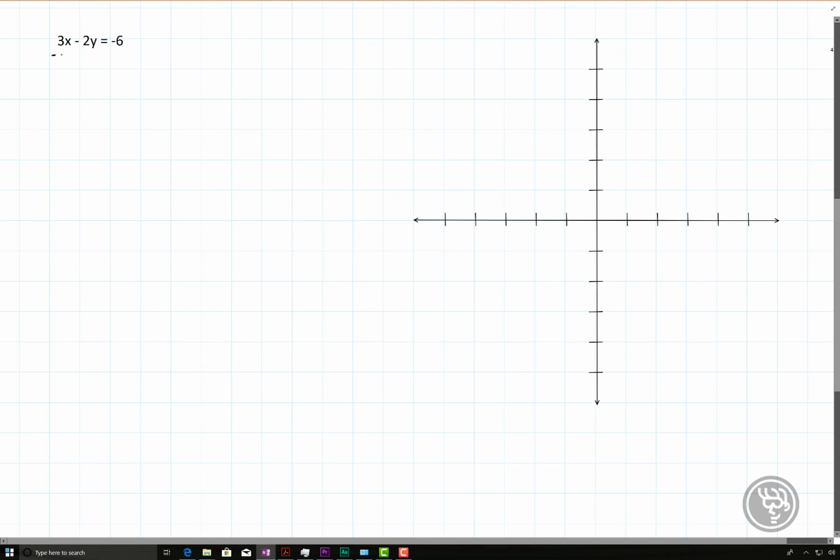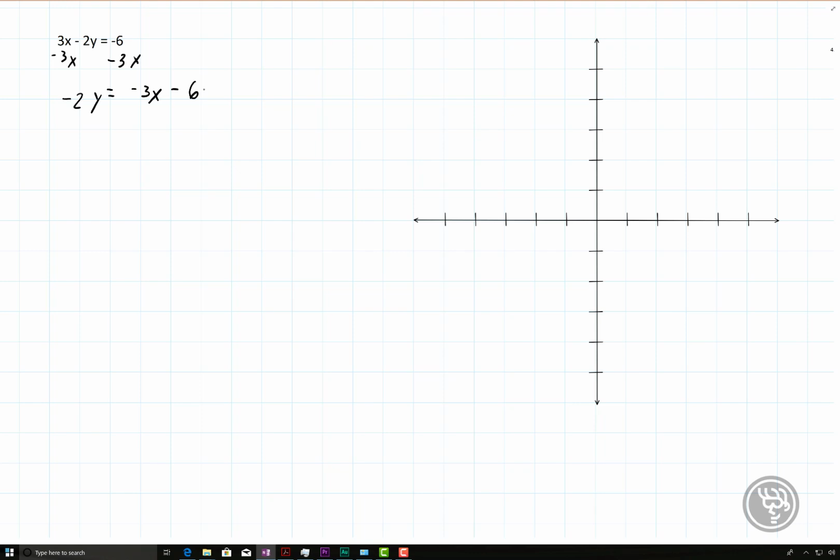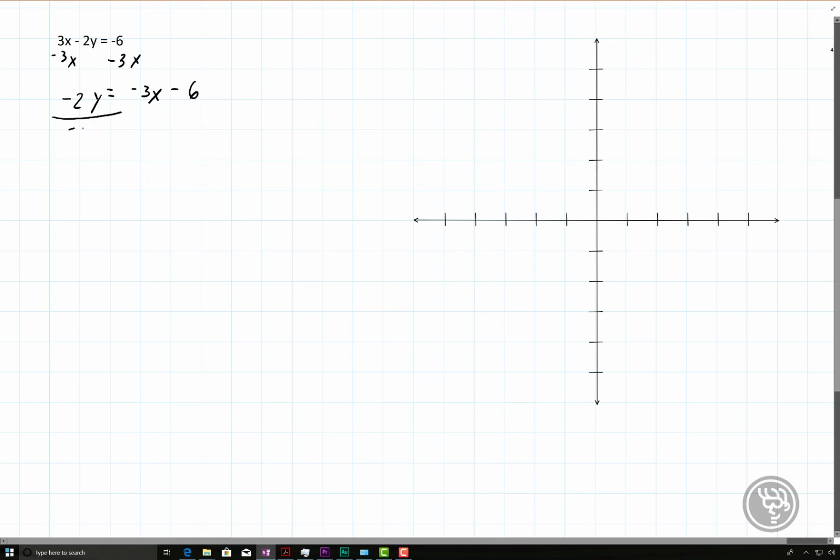So let's subtract 3x here, minus 3x here. And we're going to rewrite this now as 2y is equal to minus 3x minus 6. The minus 6 still stays negative, so we're going to keep the negative there. Now we're going to divide by -2, and when we do that, these will go away.